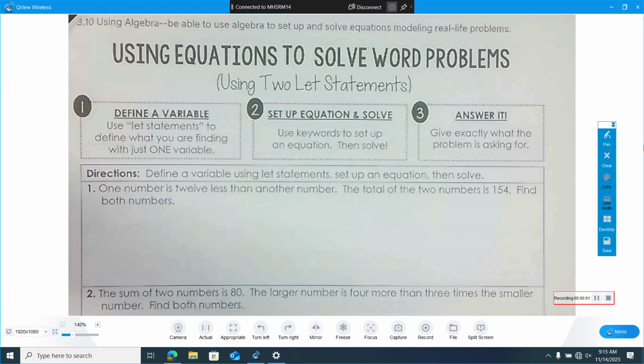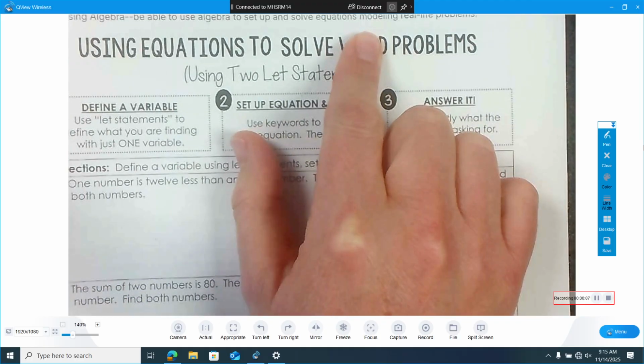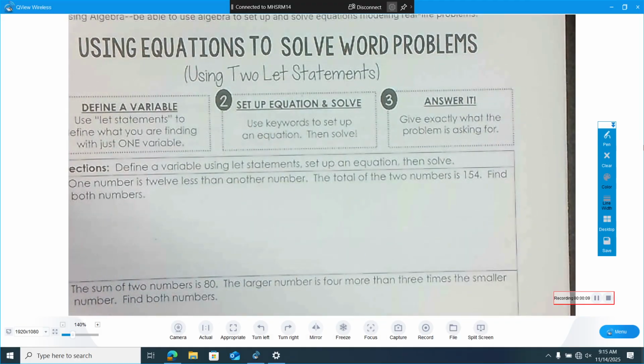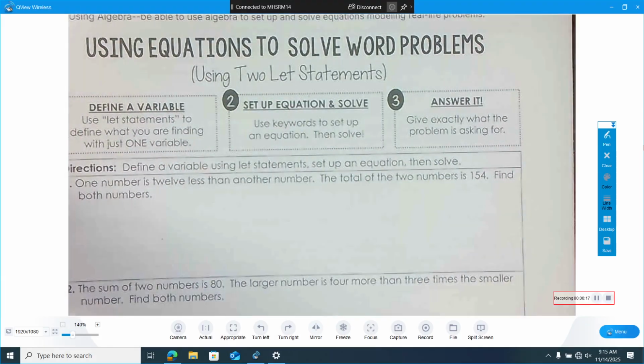They're very good word problems. So today, we are using algebra to set up and solve equations, modeling real life problems, sort of. And so we are going to be defining variables and setting up equations to solve.